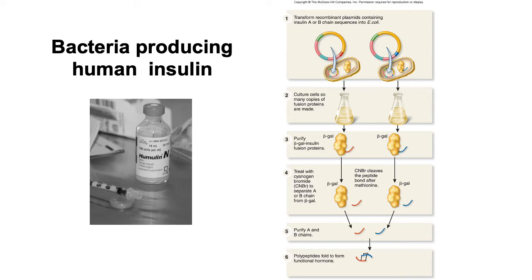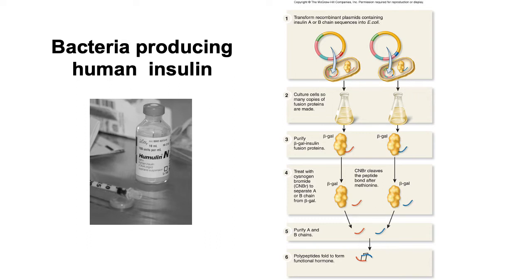And so you can see in the diagram on the right-hand side here, insulin is made up of a couple of different chains. There's an A and a B chain that's part of insulin. So you have both genes for the A and the B chains put into recombinant DNA molecules. Those molecules are introduced into bacteria.